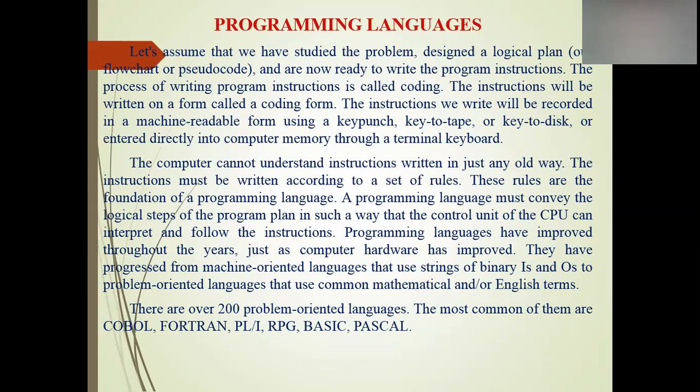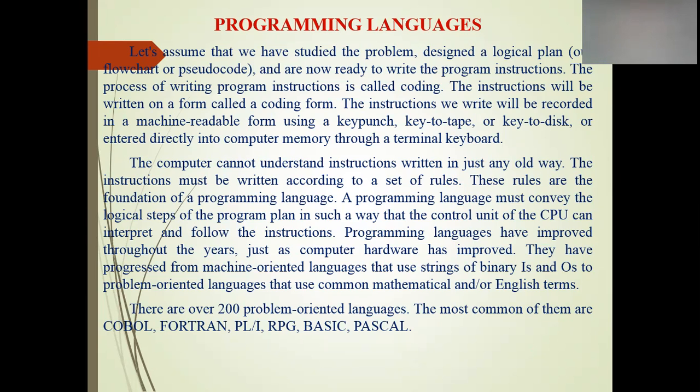So, let's speak about programming languages. What does it mean? Let's assume that we have studied the problem, designed a logical plan, and are now ready to write the program instructions. The process of writing program instructions is called coding. The instructions will be written on a form called a coding form. The instructions we write will be recorded in machine-readable form using a key punch, key to tape, or key to disk, or entered directly into computer memory from a terminal keyboard.